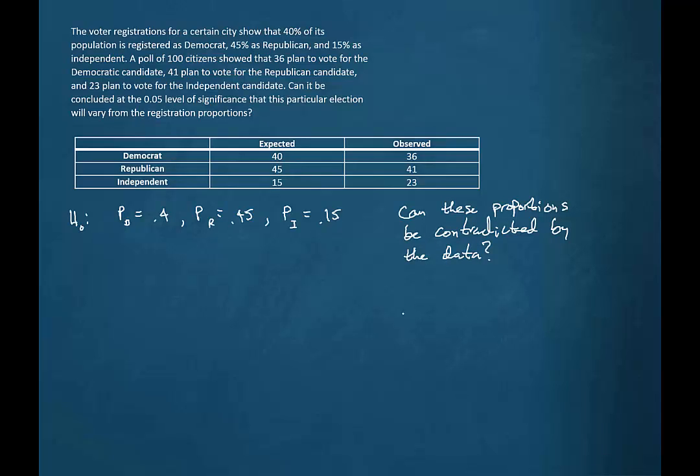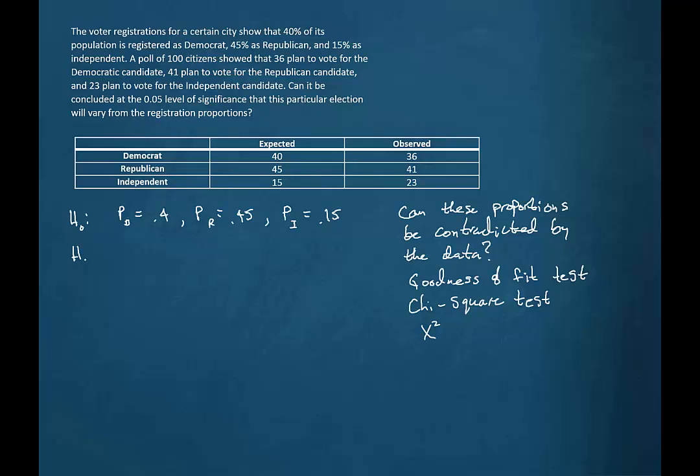Now, in a case like this, where we are testing about more than two proportions in what is called a goodness of fit test, where we are testing how well the observed values fit the expected proportions, we're going to use what's called a chi-square test. And we would use the Greek abbreviation here for chi-square.